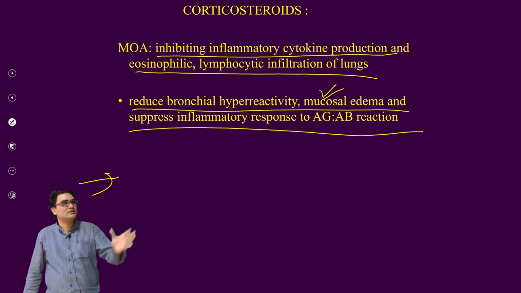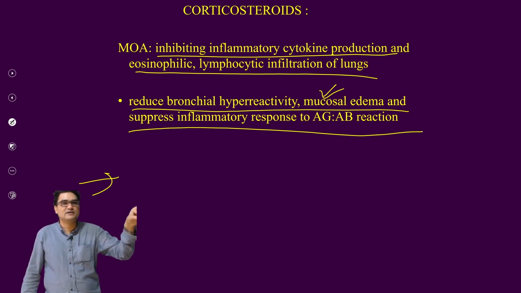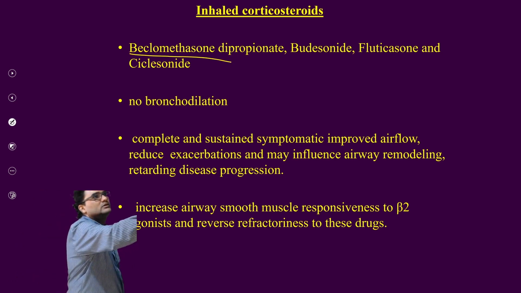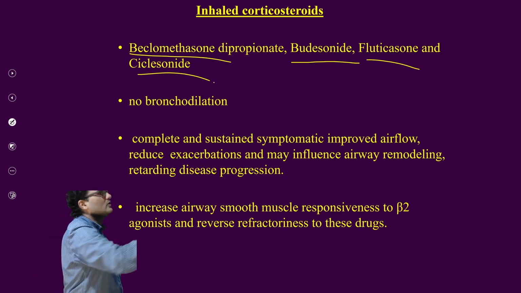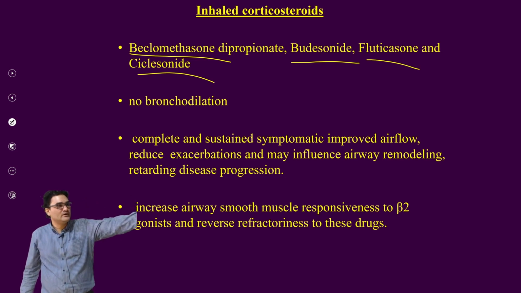By stopping that, it will reduce the hyperinflammation. So that's why these are specific drugs for the treatment of bronchial asthma. So beclomethasone, budesonide, fluticasone, all these you might have seen. In inhalation, they are very, very commonly used drugs.